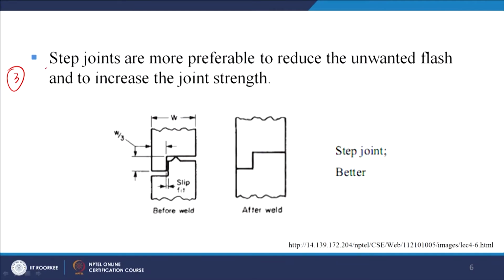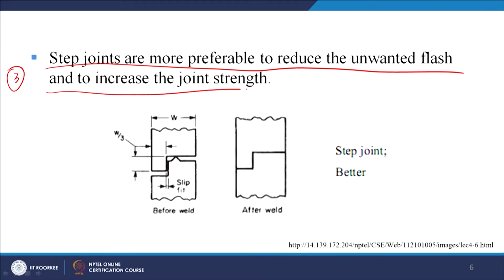The third guideline is that step joints are more preferable to reduce the unwanted flash and to increase the joint strength. Two important advantages are there with the step joints. One is that unwanted flash can easily be avoided and it increases the joint strength. It is always our endeavor, our aim, goal, objective to achieve the maximum joint strength whenever we are joining the two parts together. So step joints help us to achieve our objective of a very high joint strength.